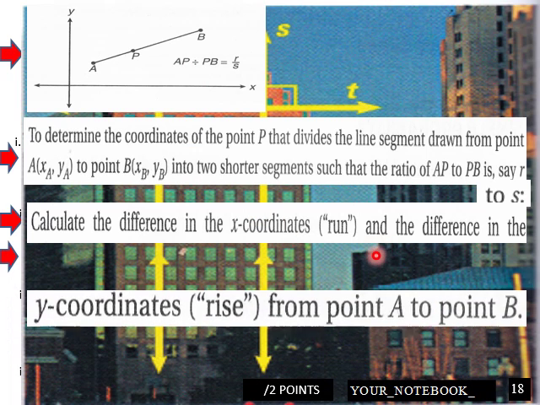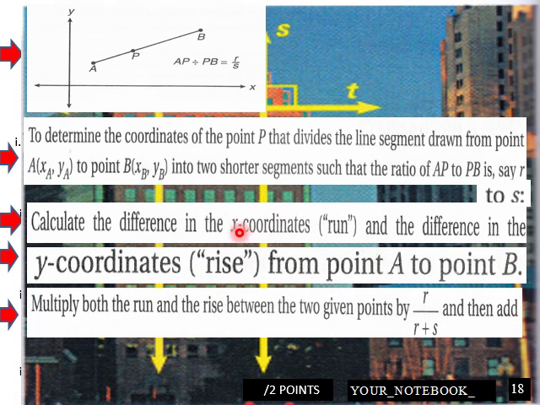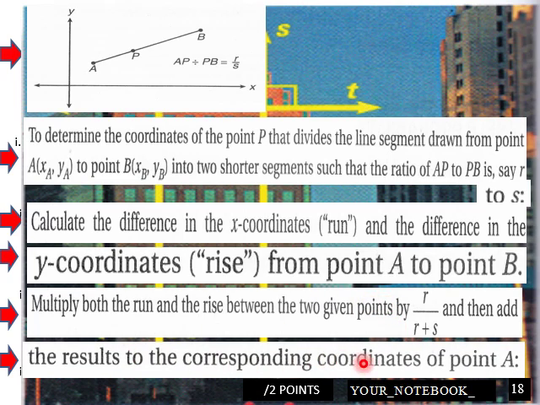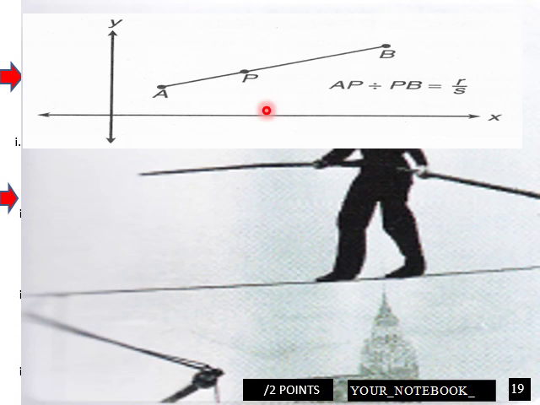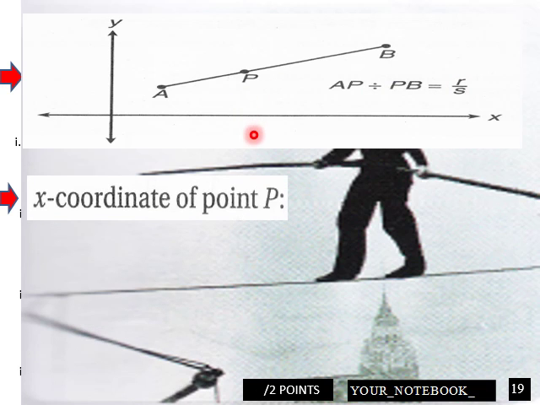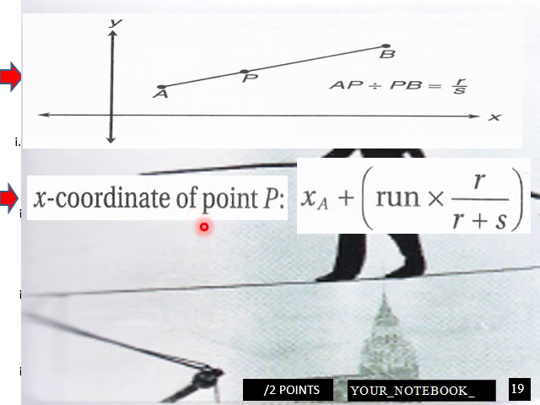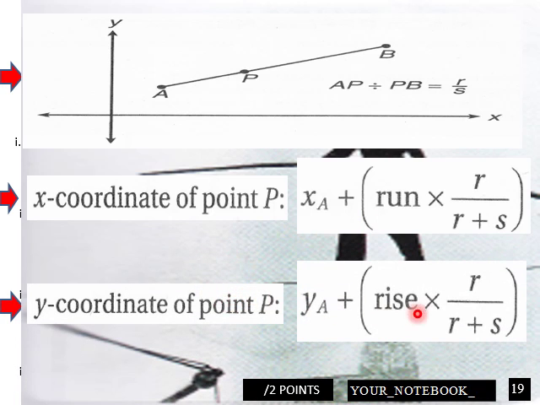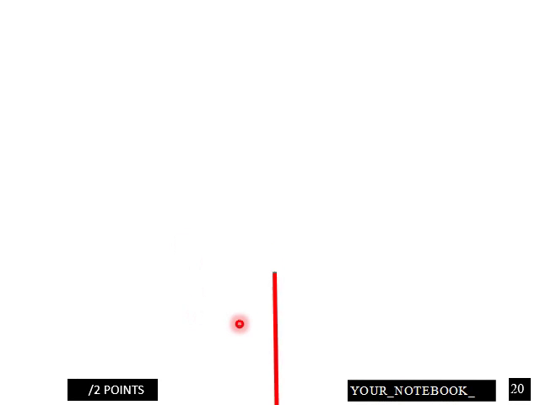Calculate the difference in the x coordinates and the difference in the y coordinates from A to B. Multiply both the run and rise between the 2 given points by R over R plus S. Then add the results to the corresponding coordinate of A. So here it is again, here's our ratio, R over S. The x coordinate of P would be run times R over R plus S. And then the y coordinate of P would be rise times R over R plus S. So that would find the lengths of our line segments.